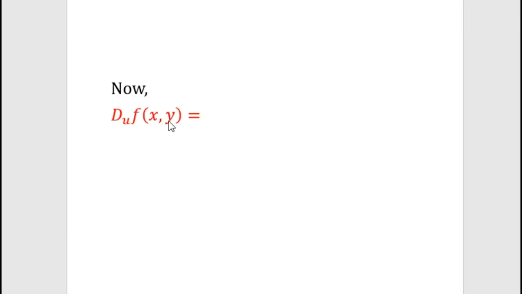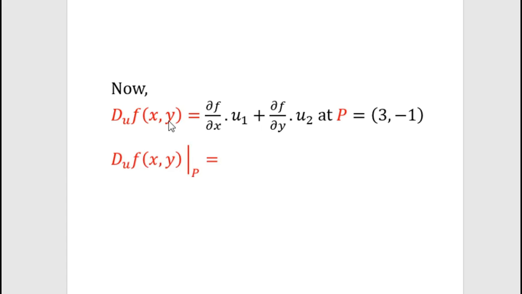Now D_u f(x,y) is equal to partial f by partial x times u1 plus partial f by partial y times u2. So D_u f(x,y) at p is equal to 11 times square root 2 over 2, because the value of partial f by partial x is 11 and the value of u1 is square root 2 over 2, plus -21 times square root 2 over 2, because partial f by partial y is equal to -21 and u2 is equal to square root 2 over 2.